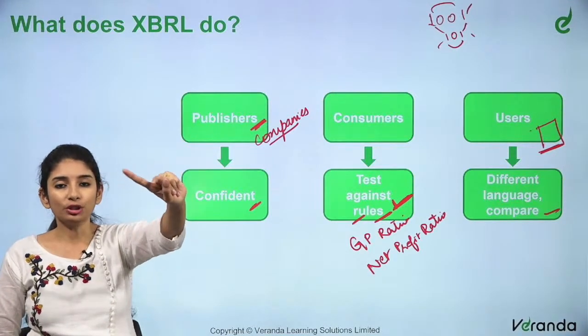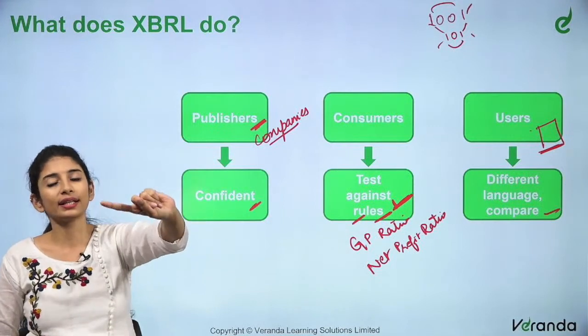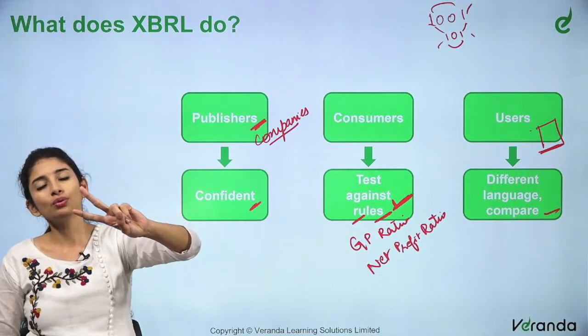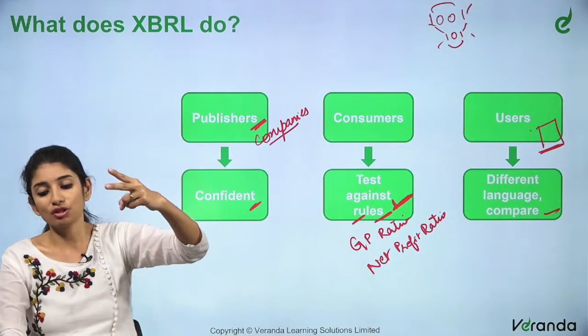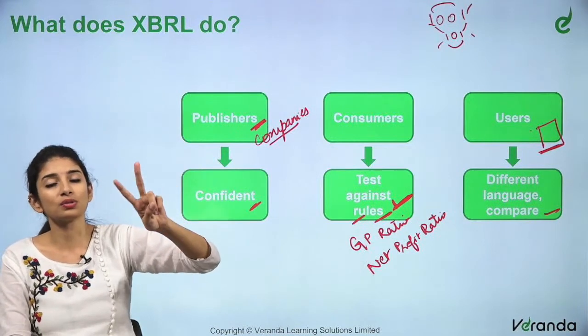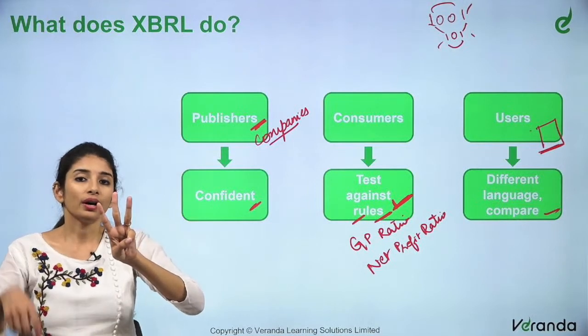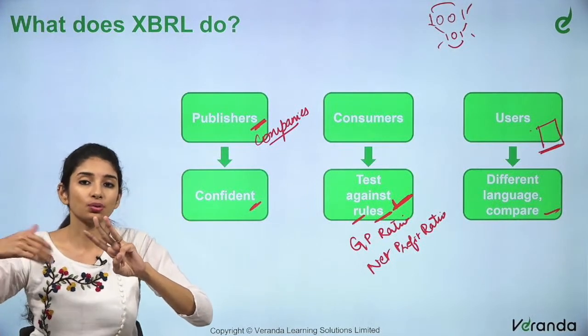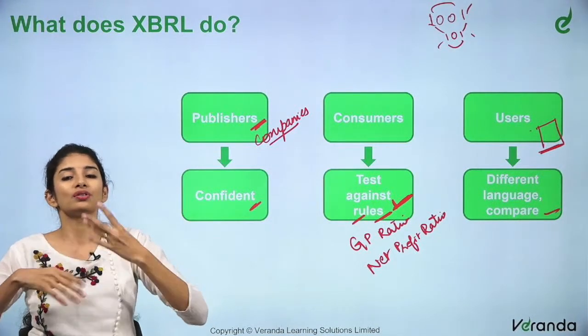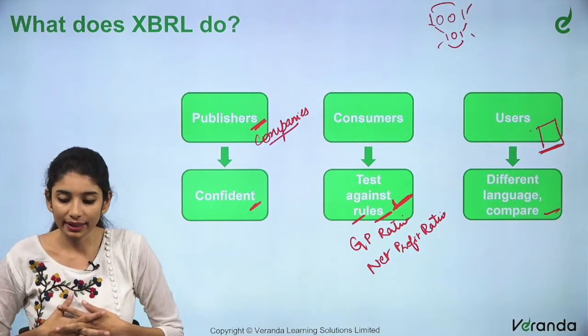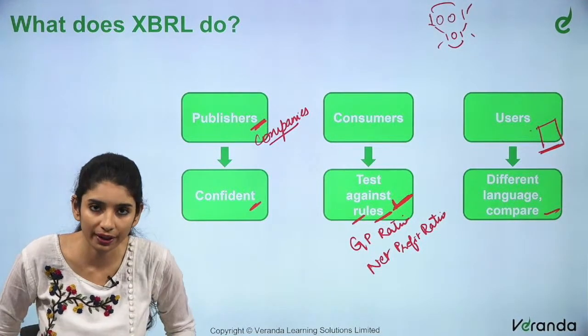Number one is publishers. It gives them the confidence that the data they have published is correct. Number two, the consumers. They can test against the rules. Number three is your investors, the users who read the report. They can change it into different languages, and they can also compare it with different financials.